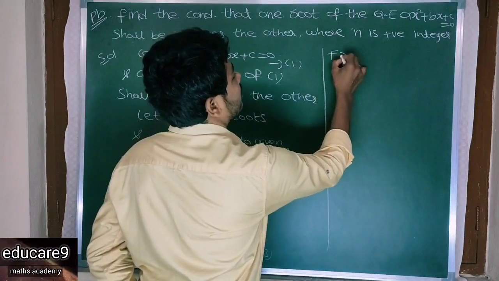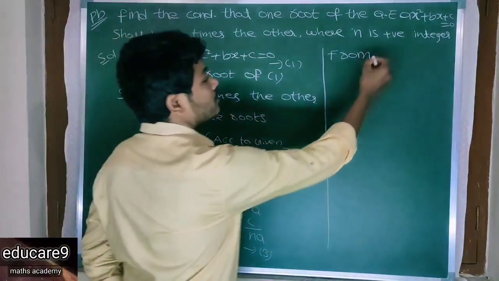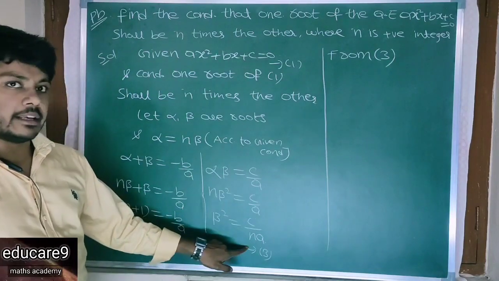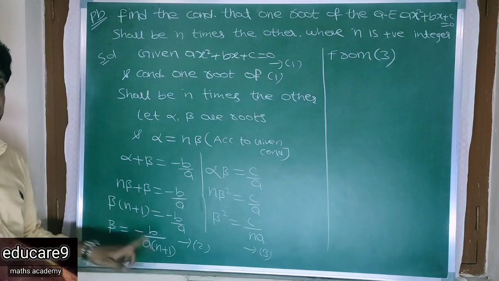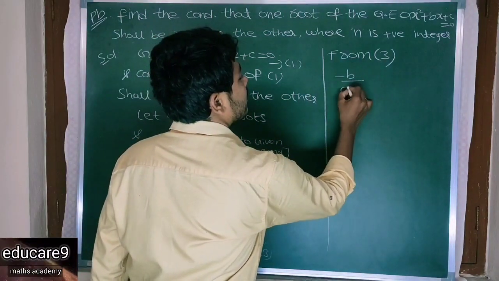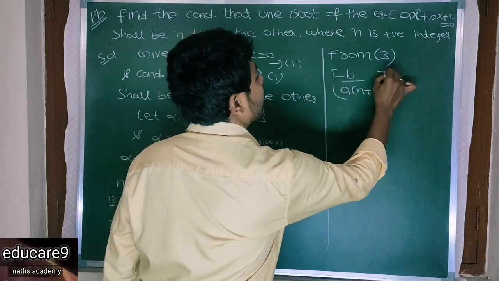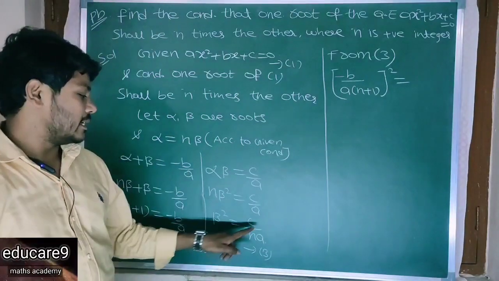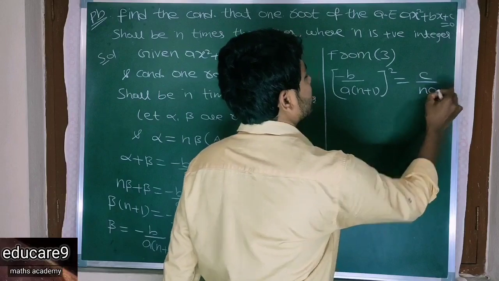So from 3, beta square is equal to c by na. So what is the beta value? Beta is minus b by a times of n plus 1. So minus b by a times of n plus 1 whole square is equal to c by na. So write as it is, c by na.